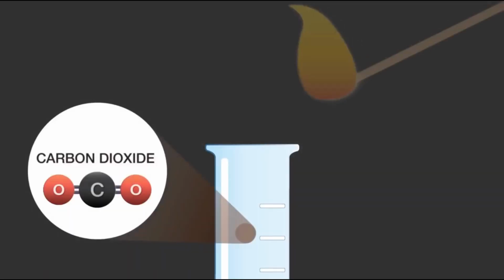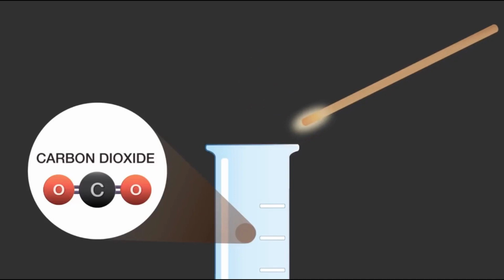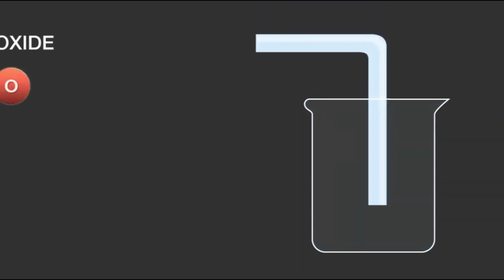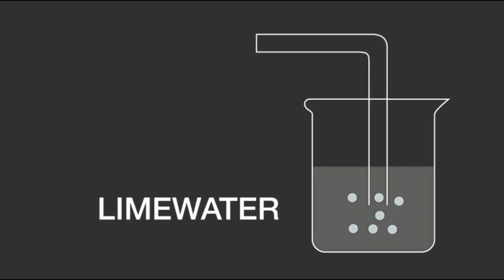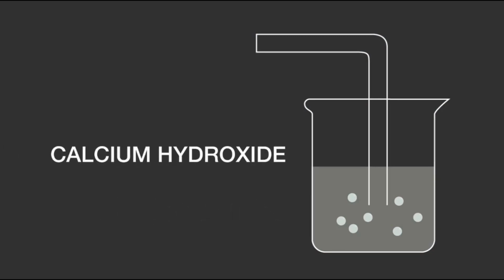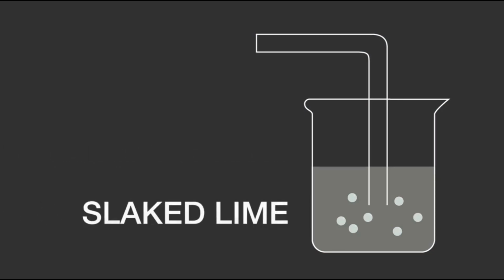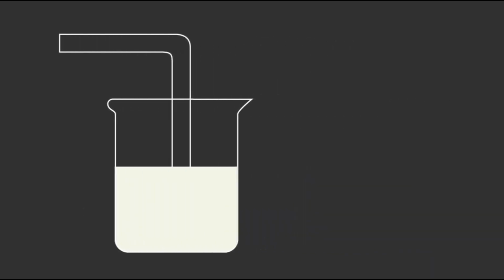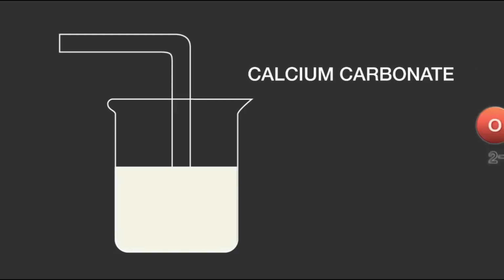Carbon dioxide will extinguish a lit splint, but the same occurs in the presence of ammonia. A more accurate test is to bubble carbon dioxide through lime water, which is an aqueous solution of calcium hydroxide, also known as slaked lime. Lime water turns milky in the presence of carbon dioxide due to the formation of calcium carbonate.